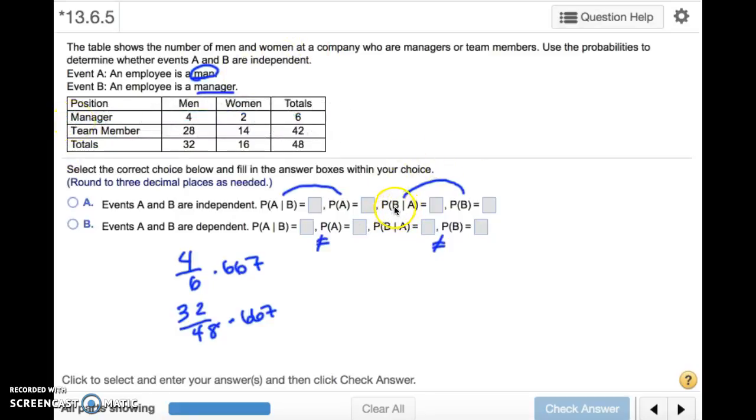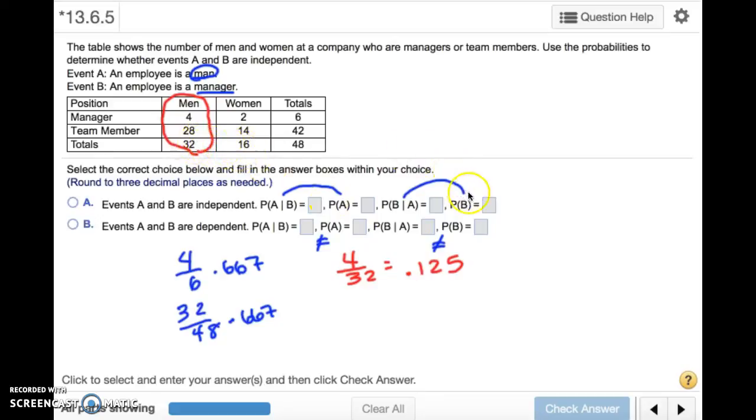Probability of B, that it's a manager, given that it's a man. So I'm only going to be looking at this column. There are 4 managers out of the 32 total. And when I divide that, I get 0.125.